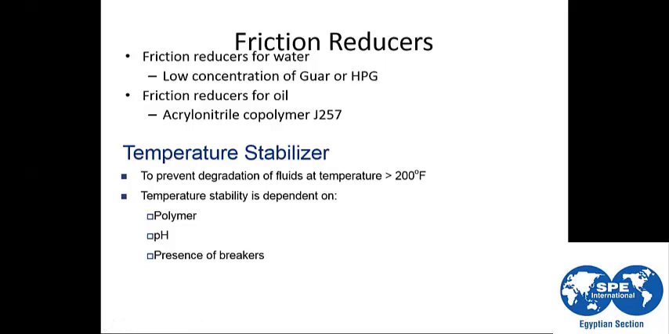Friction reducers. Friction reducers are usually used to reduce the friction inside the frac string, and these are usually used for fracturing in deep wells to reduce the wellhead pressure, the fracture pressure during the activity, and reduce the required horsepower during the pumping, the equipment rating during the pumping. Okay, temperature stabilizers are used to prevent degradation of the fracture fluid at temperatures above 200 Fahrenheit. Temperature stability depends on the polymer, the pH value, and the presence of the breakers.